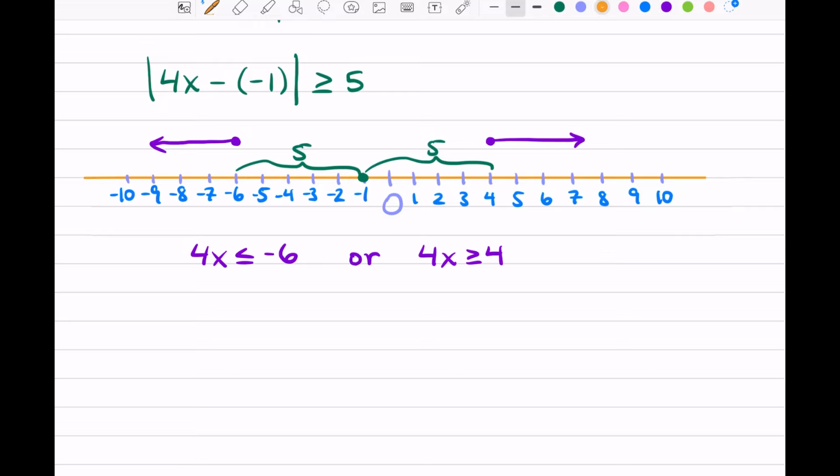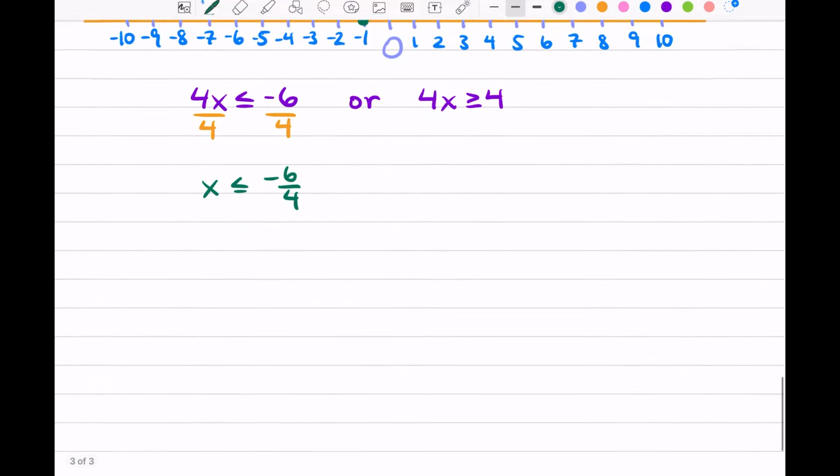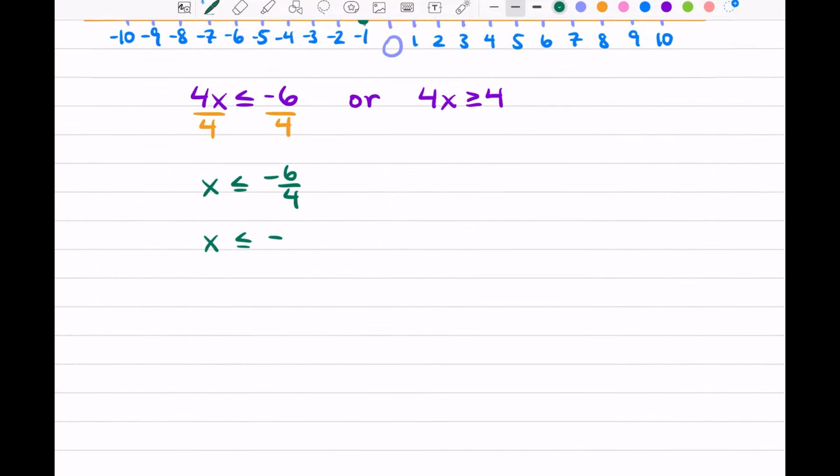On the left side, we divide both sides by 4 to get x by itself, and we're left with x is less than or equal to negative 6 over 4. However, if you notice, we can simplify that. We can rewrite 6 as 2 times 3, and then we can rewrite 4 as 2 times 2. That allows us to cancel out some 2's. And we're left with x is less than or equal to negative 3 over 2. All right, that's one half of it.